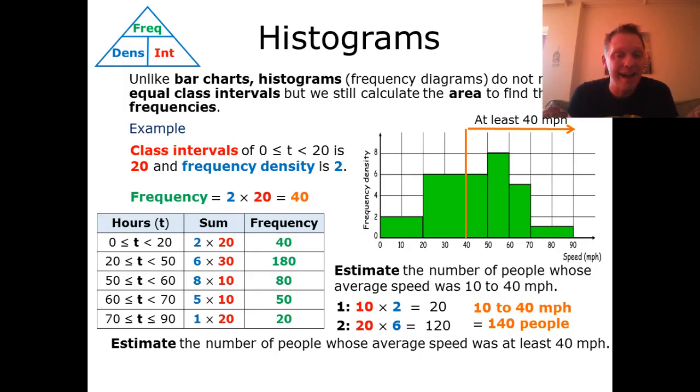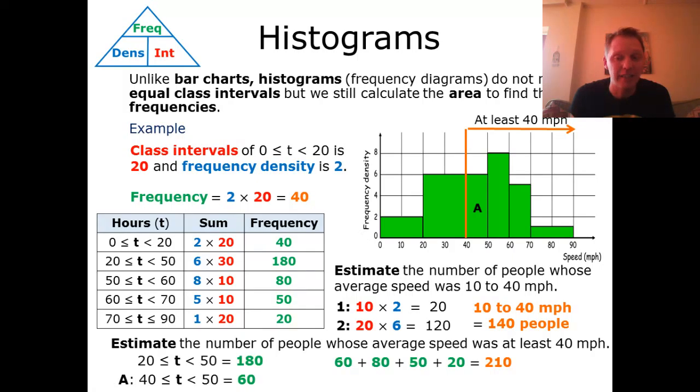Different type of problem. So estimating the number of people whose average speed was at least 40 miles per hour. So we're looking at a line at 40 and we're looking for the values greater than that. We are going to be doing the exact same process, but the difference here is that we've already got these values within the table. It's only this interval of A that we've had to calculate. So that is 210 people.